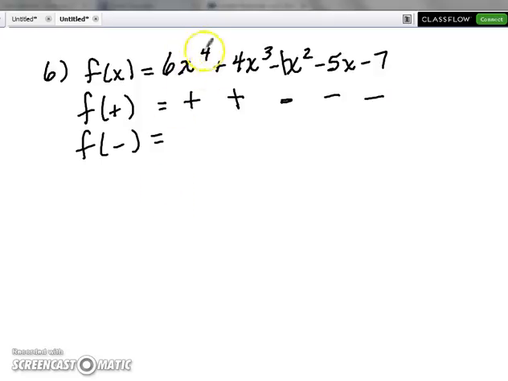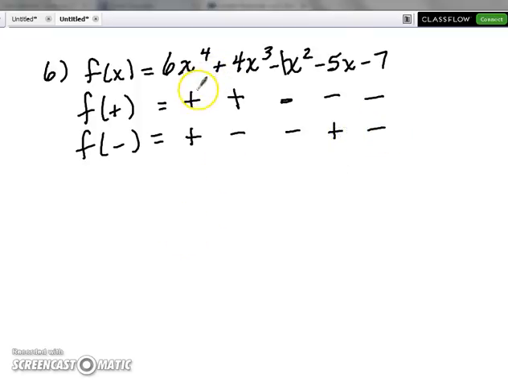Now when I plug in a negative, to the 4th power is going to give me a positive. A negative times a negative times a negative times a negative is a positive number, times a positive 6 is a positive. A negative times itself 3 times, negative times negative times negative, is a negative. That negative times positive 4 is a negative. Negative x squared, a negative number squared is going to give me a positive, but that positive times negative 1 is a negative. A negative number times a negative 5 is a positive, and bring down the minus.